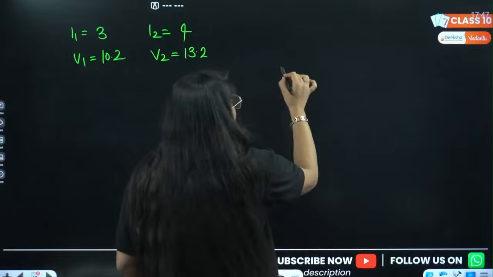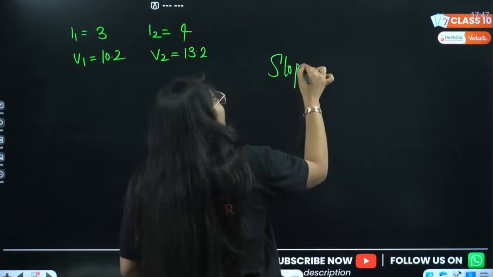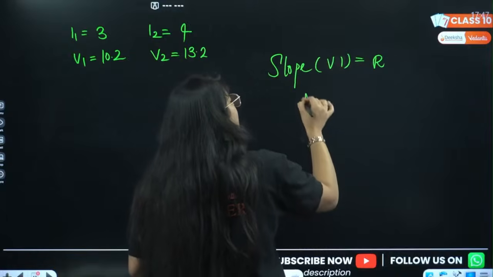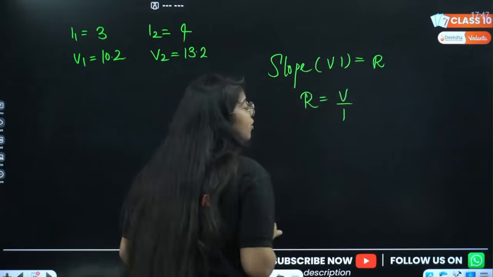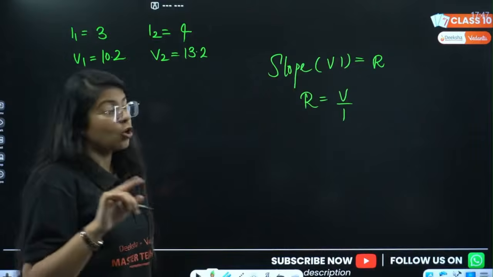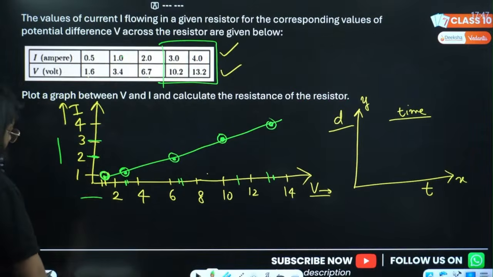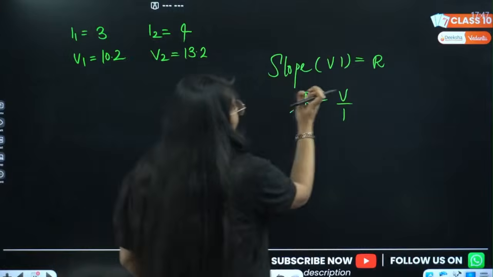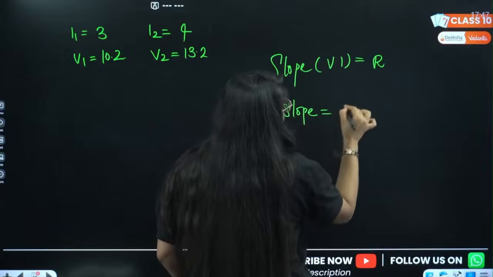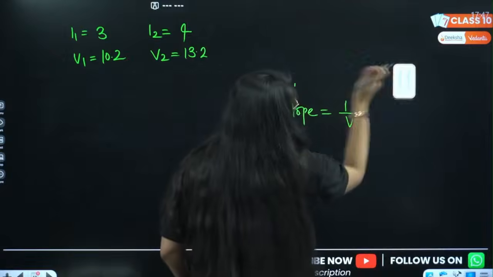Now what you have to do, you have studied in math. What is the slope of the VI graph? Look, this is not math, but the slope of a VI graph is equal to resistance, right? R equals V by I from Ohm's law, but in here our slope is I divided by V. So here the slope will be I by V.